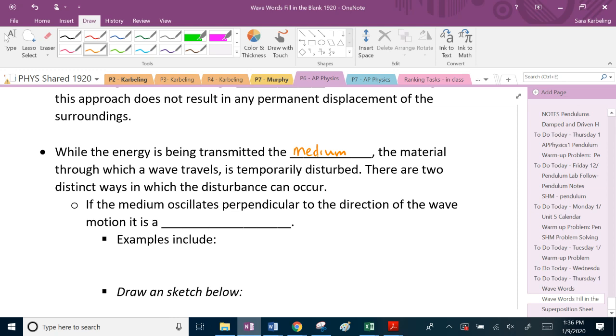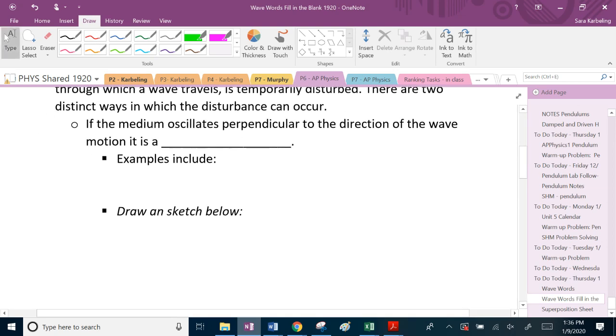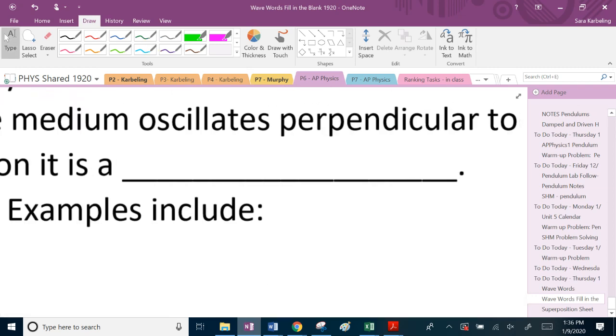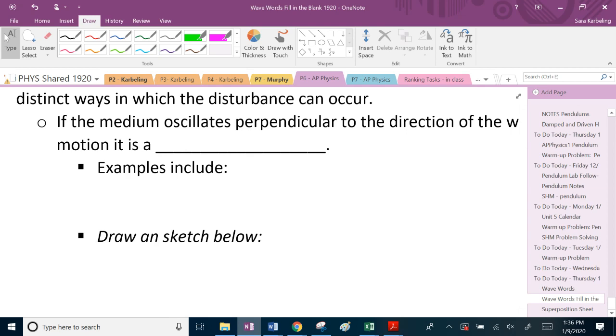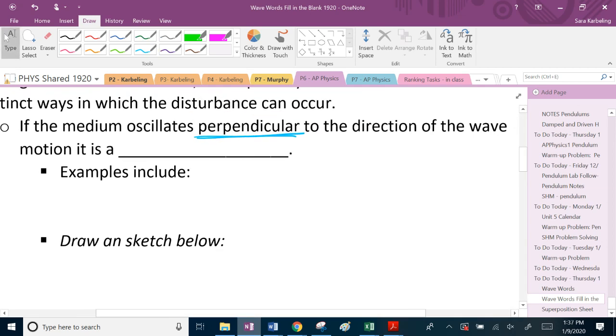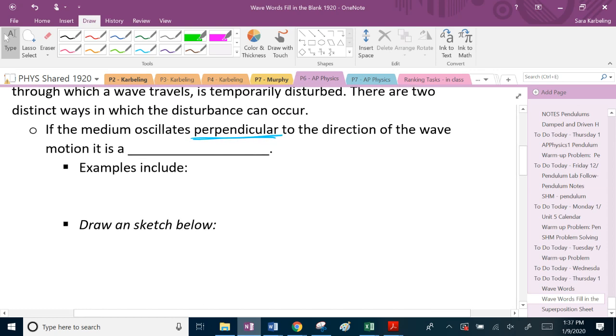There are 2 distinct ways in which this disturbance can occur. This is the big stuff. Here we go. If the medium oscillates perpendicular to the direction of wave motion, it's called a what kind of wave? Anybody find that one? Transverse.